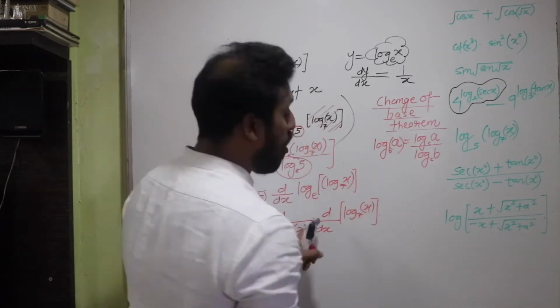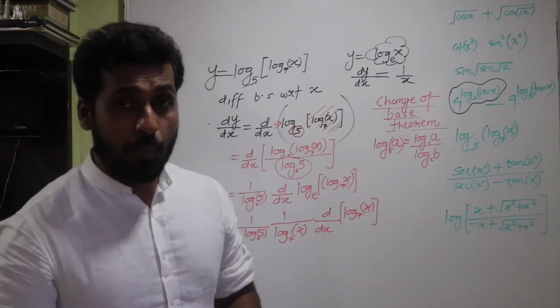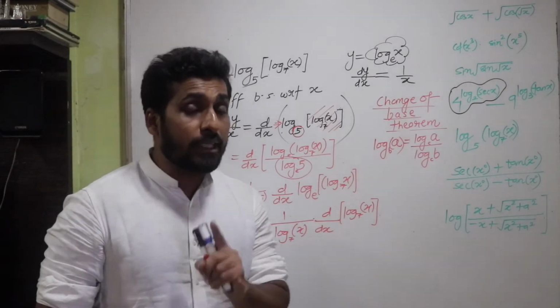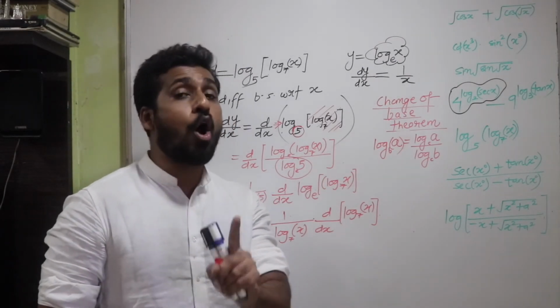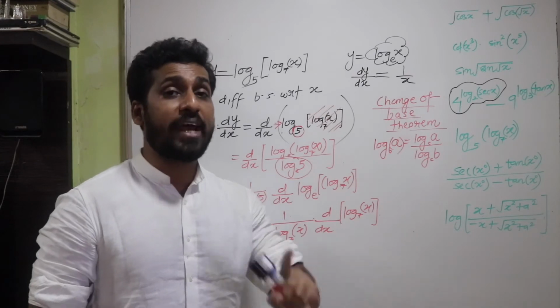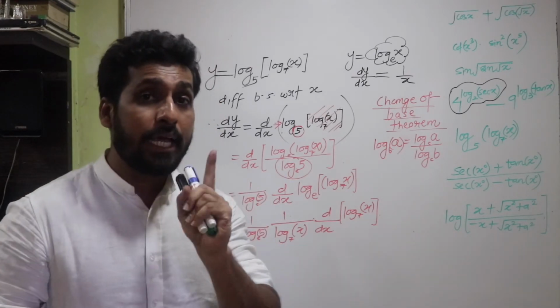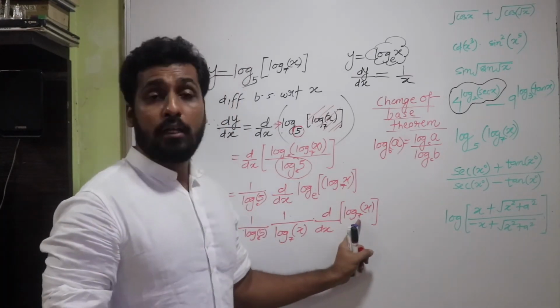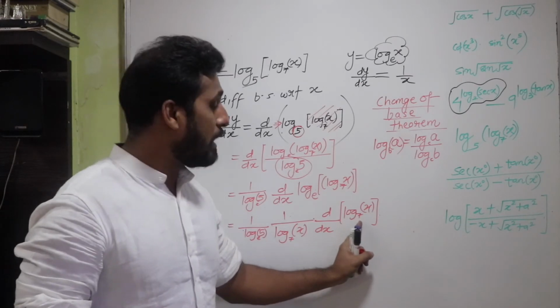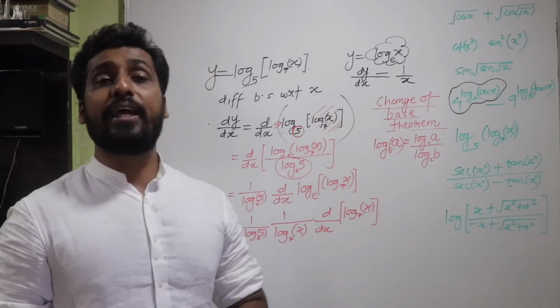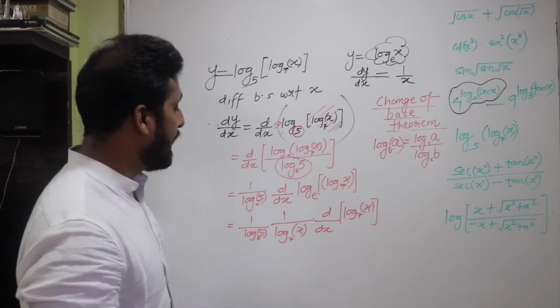So now I see log of x. Can the derivative be 1 upon x? Absolutely correct, isn't it? The thought has come to your mind that log of x derivative is 1 upon x only and only if the base is e. The base has to be e. The base is not e here, it is 7 here. So the first thing I should be doing is changing the base, isn't it? So let's change the base.